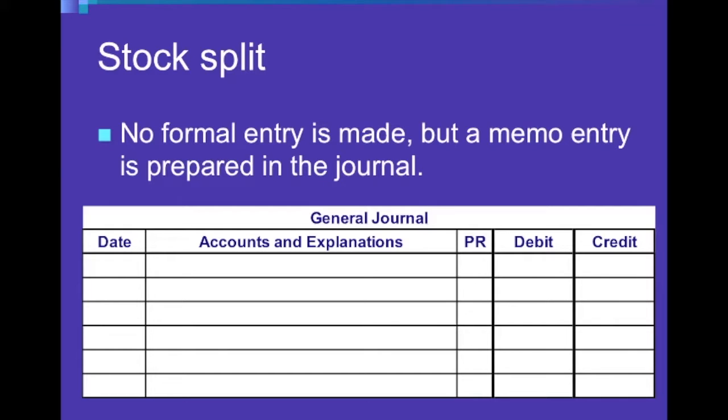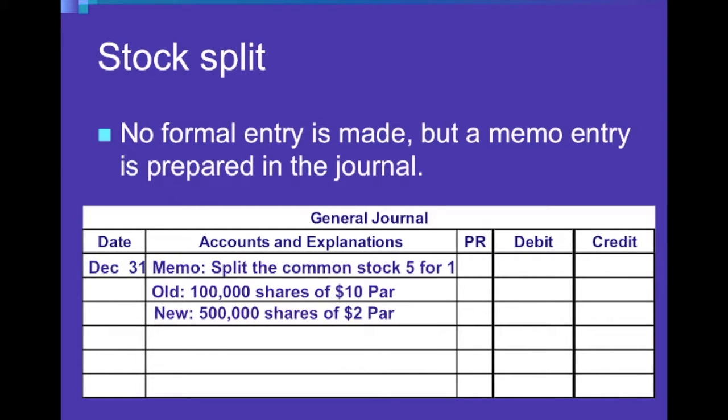It's just 3 lines. Line 1, tell the person who's looking at this transaction date what happened. All right, so it says memo, we split the common stock 5-for-1. All right, so an explanation of what happened. Next, tell the person who's looking at how many shares were there before. So before, we had 100,000 shares of $10 par. Last line, tell them what it is now. Now, we have 500,000 shares of $2 par. So that's how we prepare a stock split.